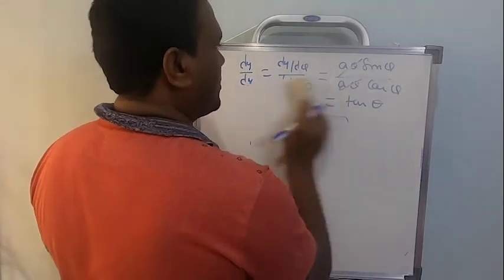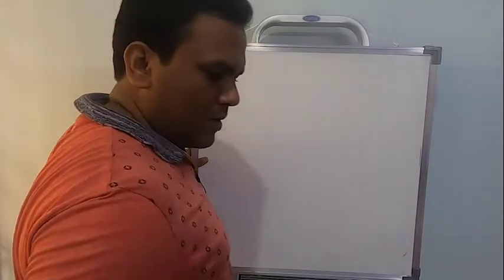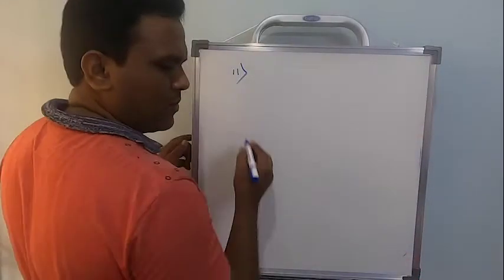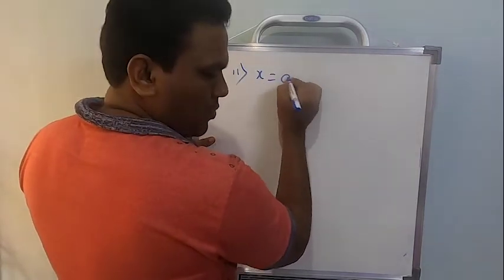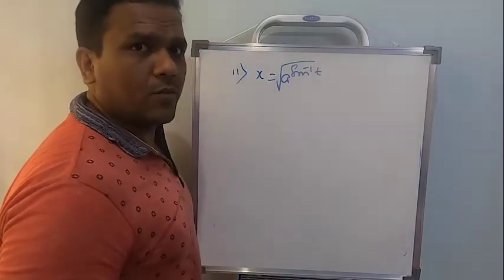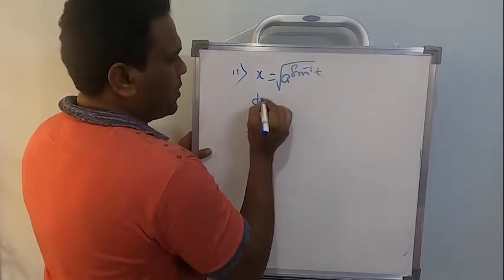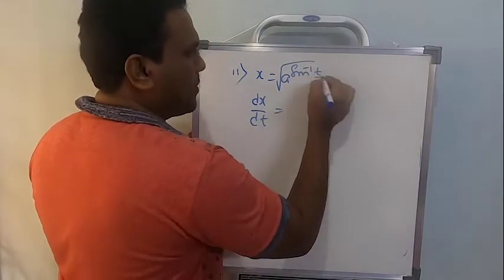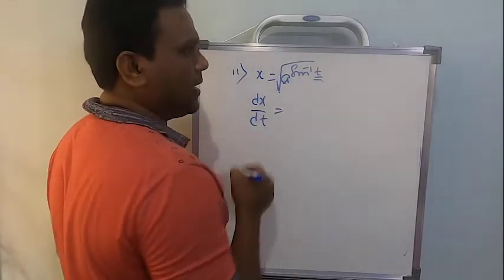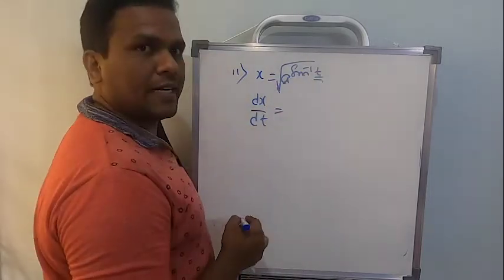Okay students, the last one, problem number 11. Problem number 11 is given by, let's just show the problem, it's an easier one. x equals a to the power sin inverse t, under a square root. Let's take one at a time. So dx by dt, because the parameter is t. First for the square root, then for a power x, then for sin inverse.